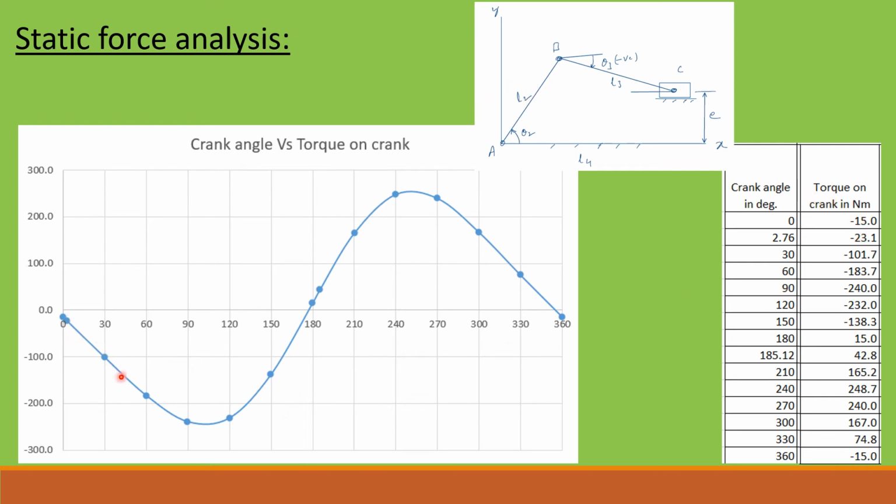So here it is plotted negative, and between 180 and 360 degrees any force that is acting towards left causes the crank to rotate in clockwise direction. So that is positive. That's why here the torque becomes positive.